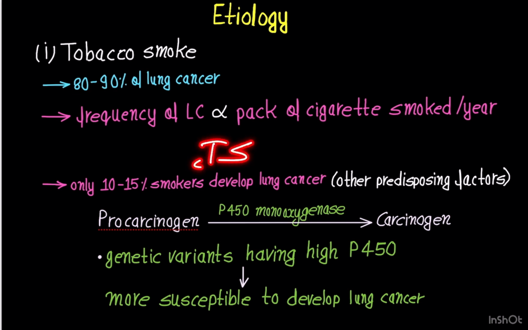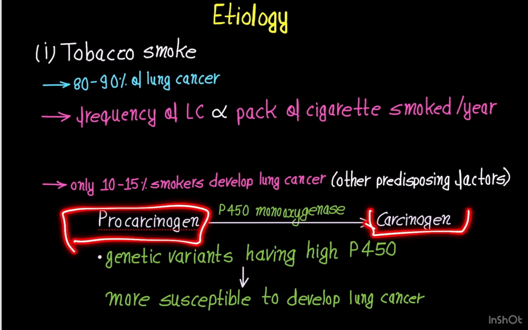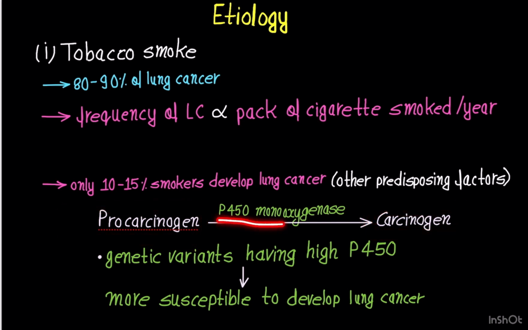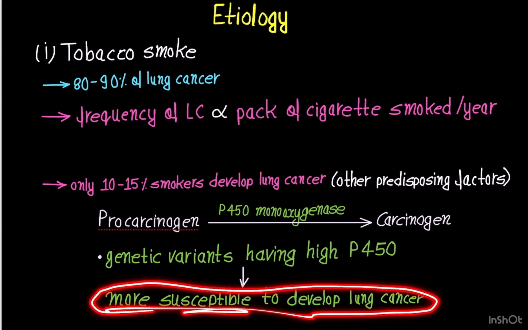Suppose in tobacco smoke we have many types of carcinogens which are present in inactive form, so we call them procarcinogens. These procarcinogens are converted into carcinogens in our body with the help of the P450 monooxygenase enzyme. This enzyme shows a high degree of polymorphism in terms of its activity. So the genetic variants having high P450 activity will convert more procarcinogens into carcinogens, leading to the development of lung cancer. So they are more susceptible to develop lung cancer.